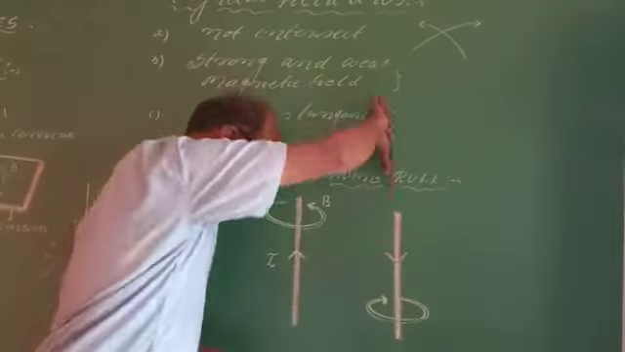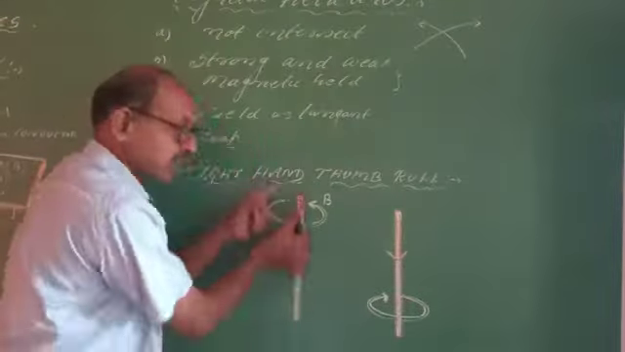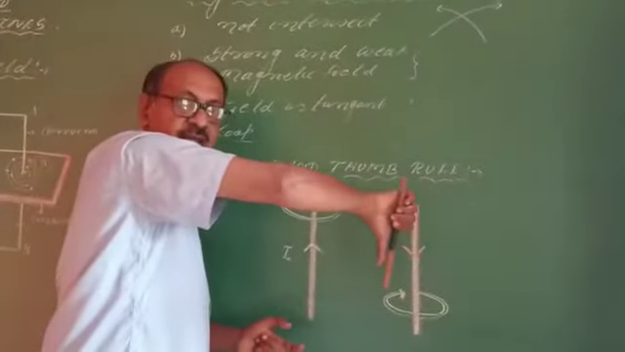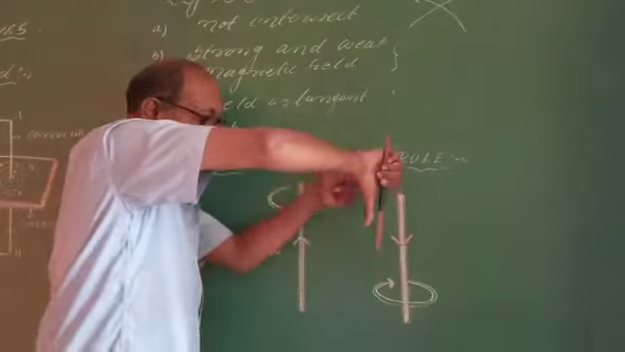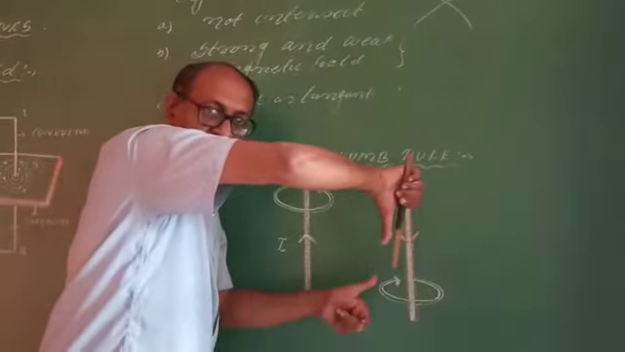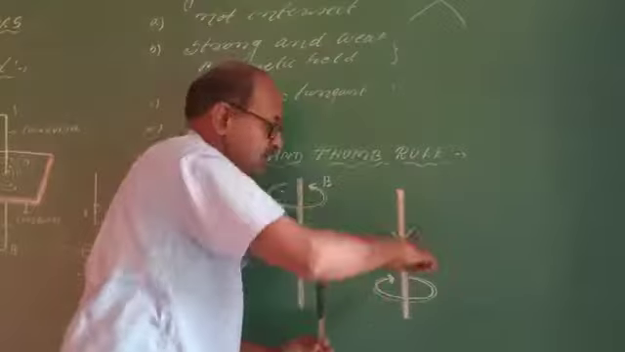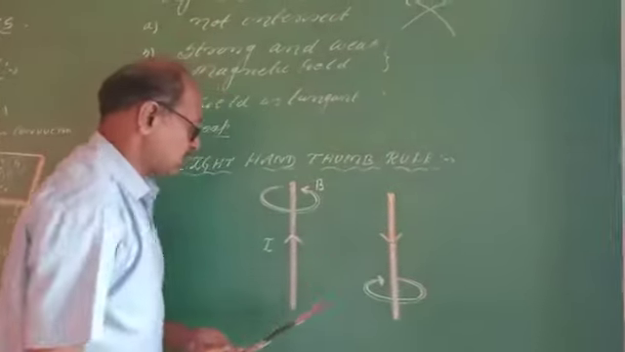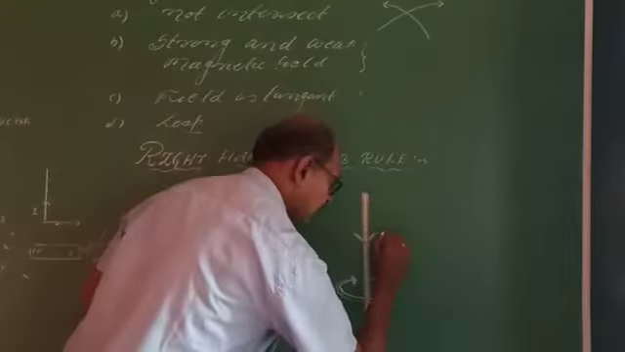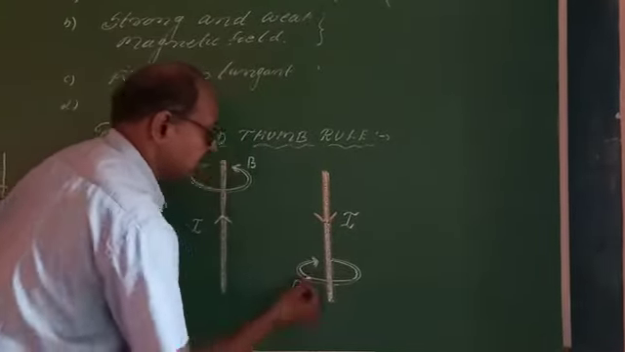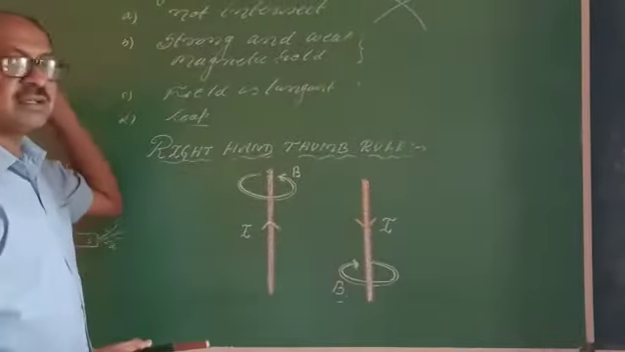The current is flowing downwards like this. If the current is flowing vertically upwards here, it is vertically downwards there. Compare these two. The current is flowing downwards now, so the direction of the magnetic field is like this. This is the direction of the current I, and B is the magnetic field.